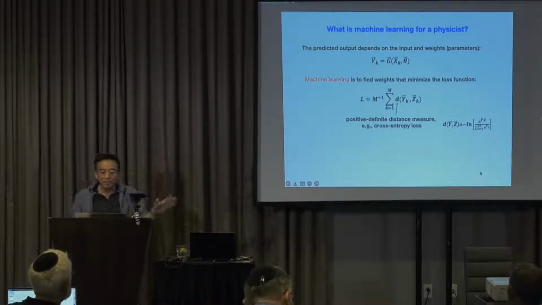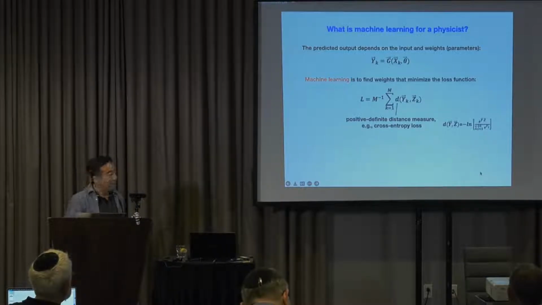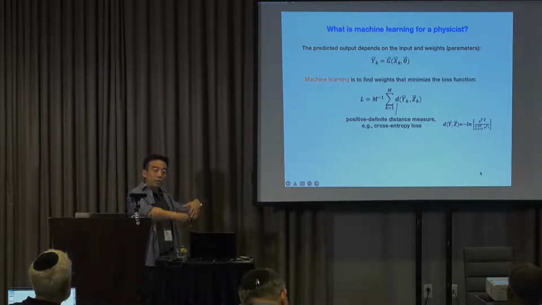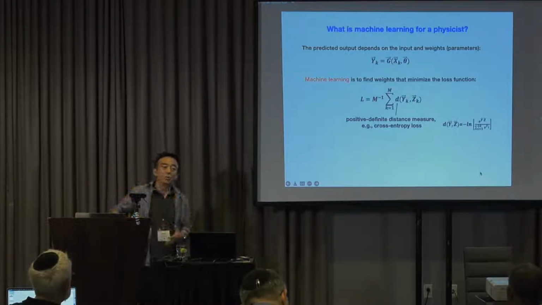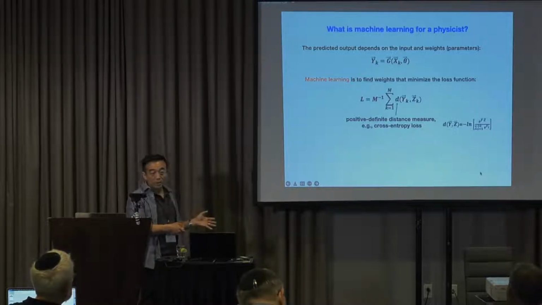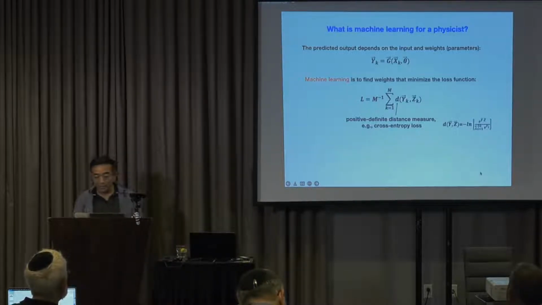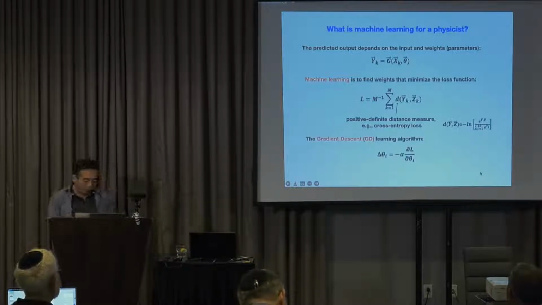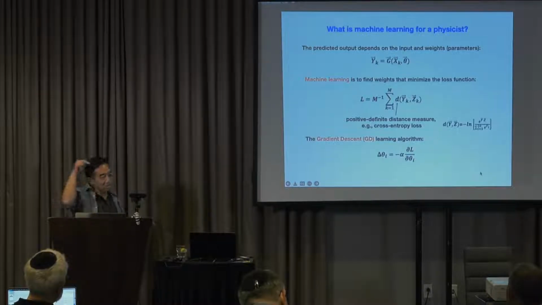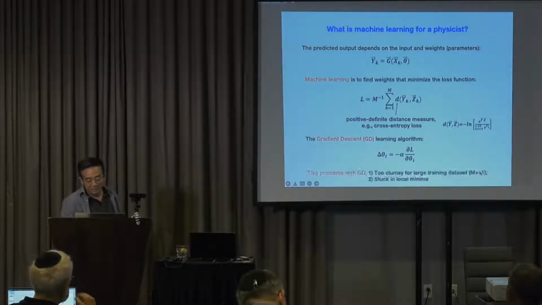So what is machine learning for a physicist? Going back to the same question, you have a predicted output, depending on the input and some parameters. You want to find the parameters based on a loss function. Basically, it's a measure of the distance between your predicted output and actual output, right? The distance measure D. In this talk, I just use cross entropy loss. You can use mean square loss and all that kind of losses. Of course, physicists know how to do this problem. We just go to gradient descent, right? Just go downhill with the loss function, and that solves the problem.